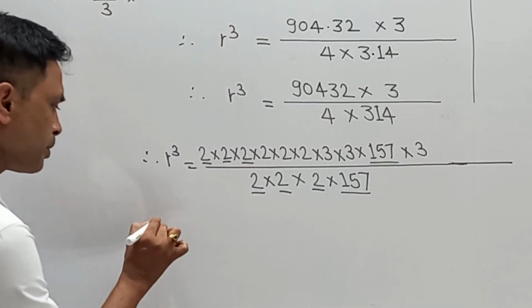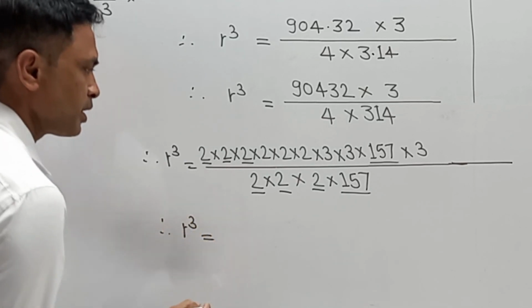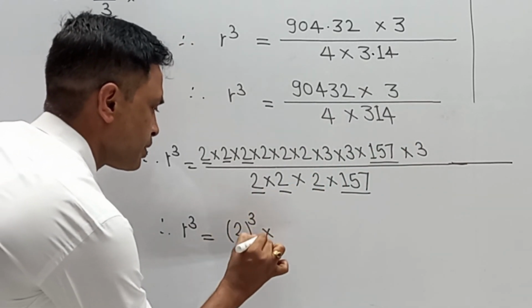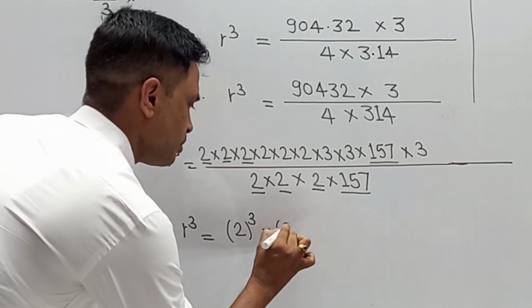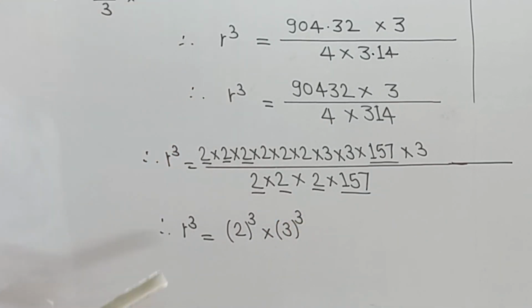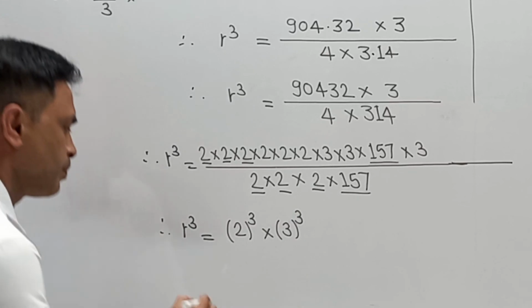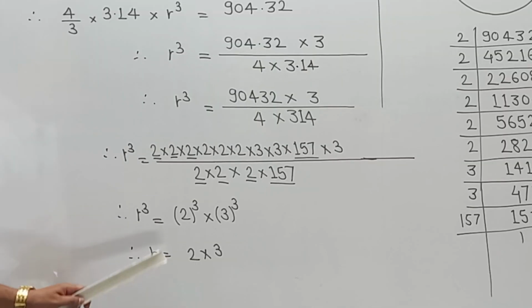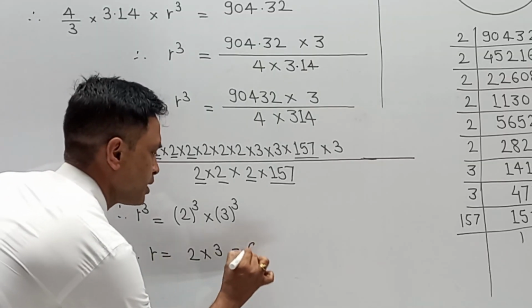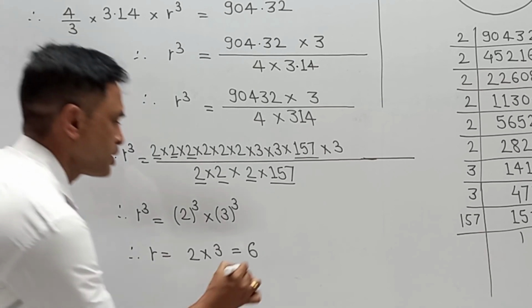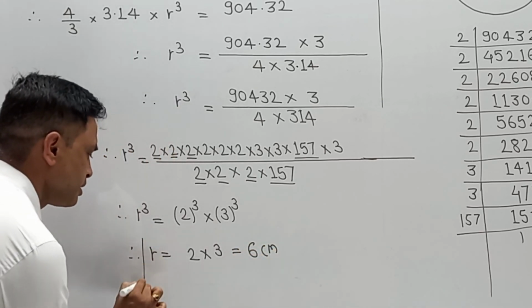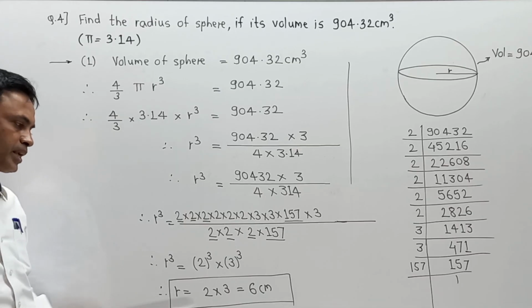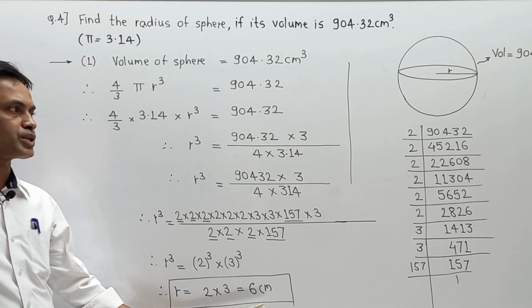Remaining number, now please pay attention: r cube is 2 into 2 into 2 means 2 cube, and 3 into 3 into 3 means 3 cube. So we will get r cube is nothing but 2 cube into 3 cube. Naturally radius r is equal to 2 into 3, or you can simply say taking the cube root from both sides is equal to 6. And as all calculation is in centimeter, so I am writing radius is in centimeter. And in this way we are able to calculate the radius of that sphere, r is equal to 6 centimeter.